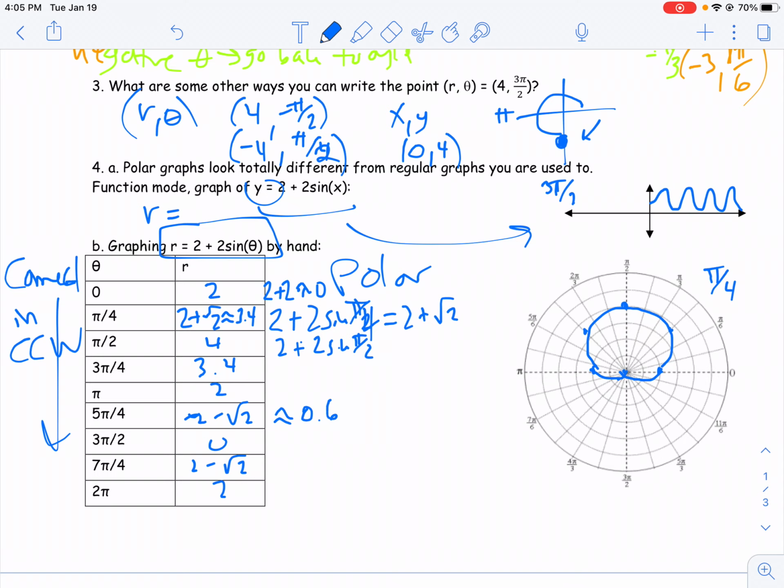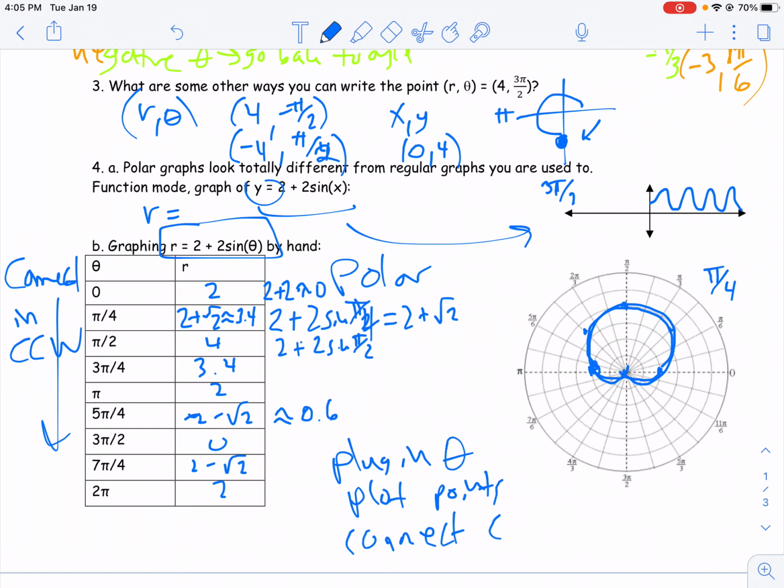So it makes this weird kind of heart shape in a sense, where it goes around like that. And again, I just graphed a couple points, but that's the general shape. Okay, so that's how you make a polar graph. You plug in the thetas, you plot the points, and then you connect counterclockwise.